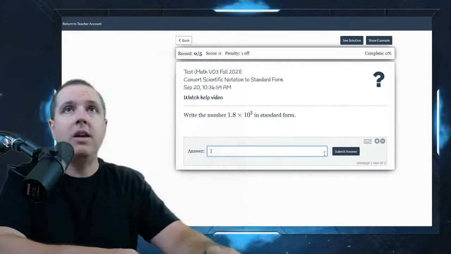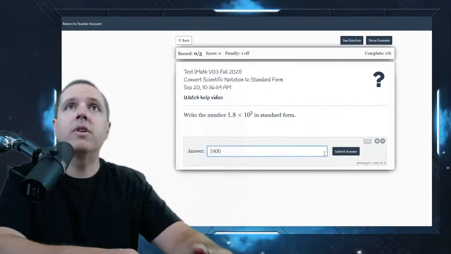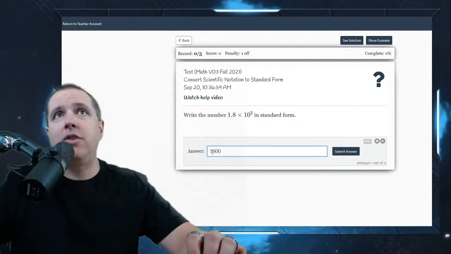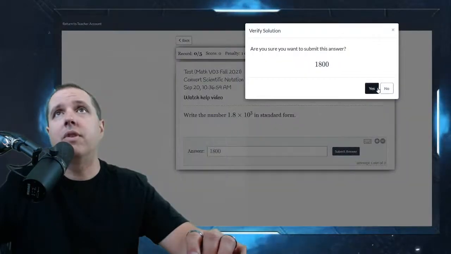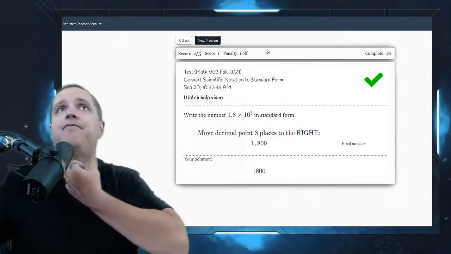So 1, 8, 0, 0. The decimal started here at 1.8. I've now moved it 3 places to make a bigger number. 1, 2, 3. And there we go, green check, right?